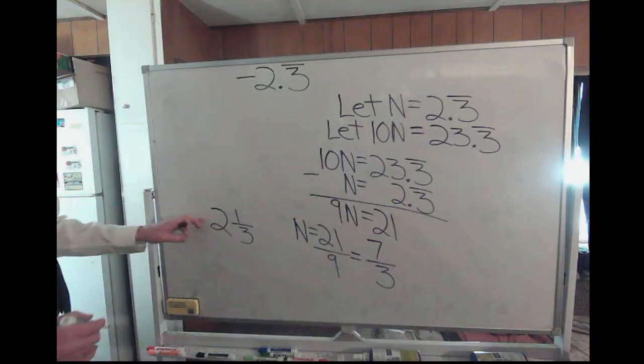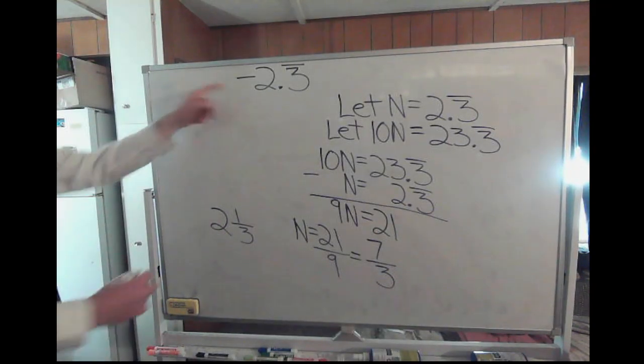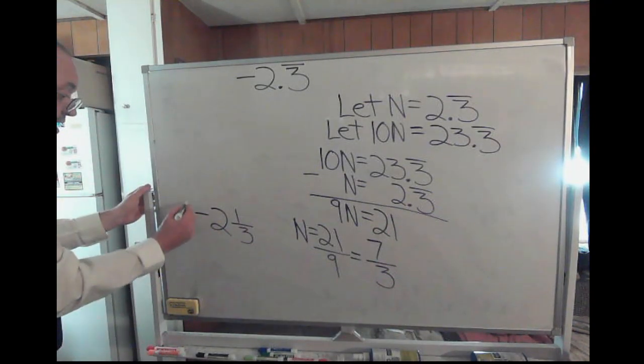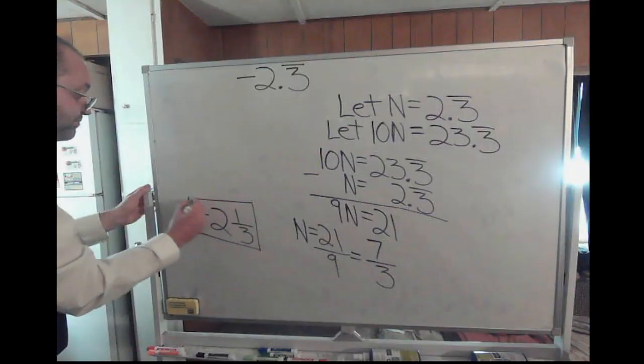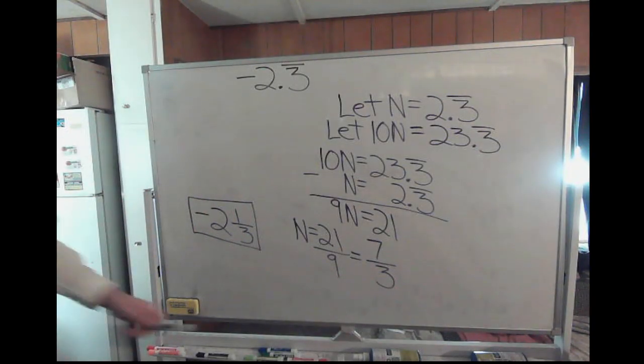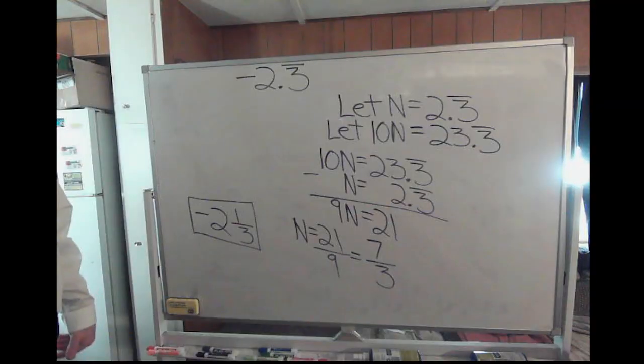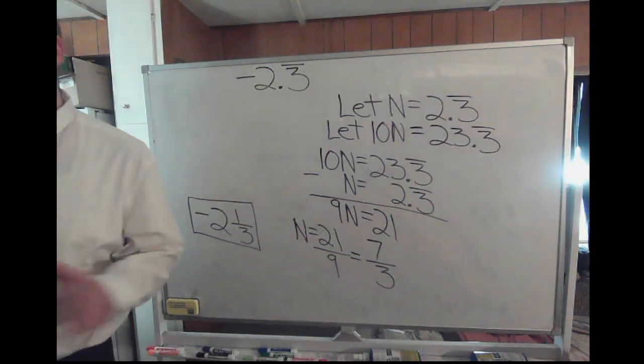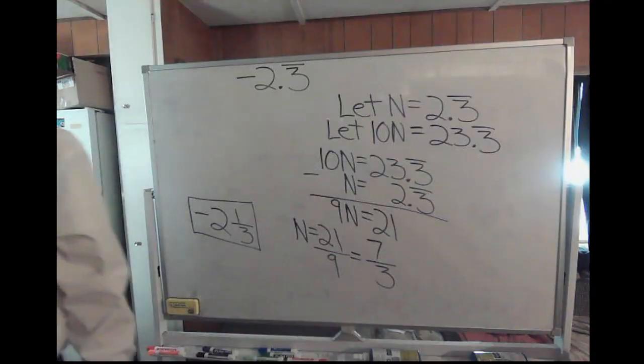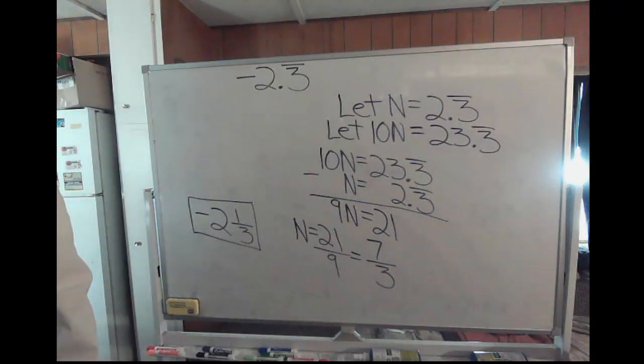And we got the final number, but we got to tack on a negative sign because the original number had a negative sign. So the answer to this is the fraction will be negative 2 and 1/3. So that's really it for converting these repeating decimals into fractions.